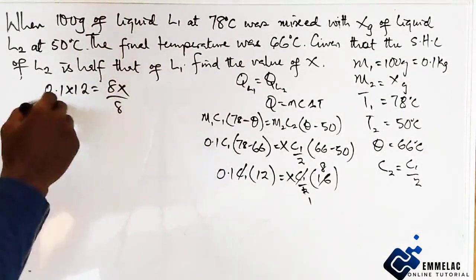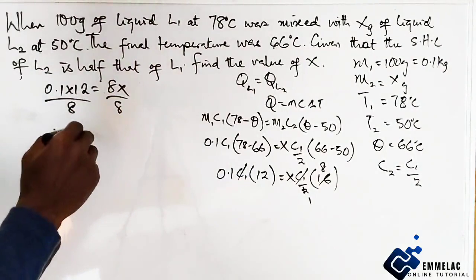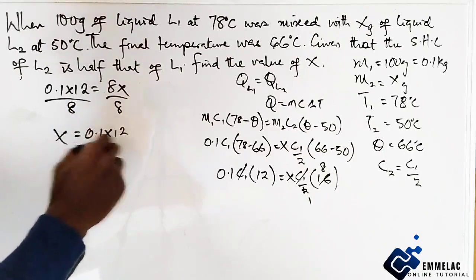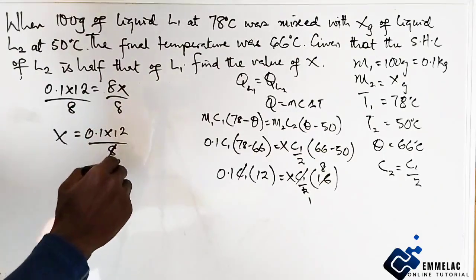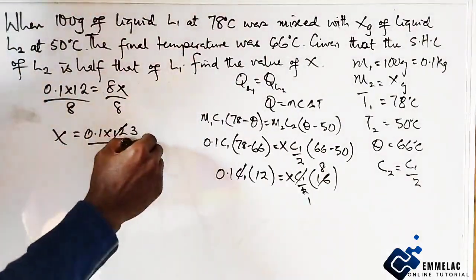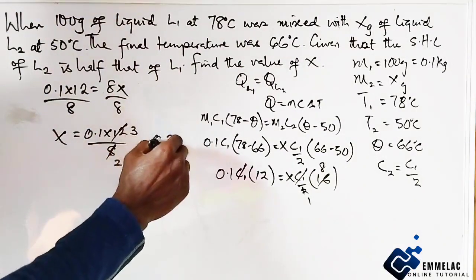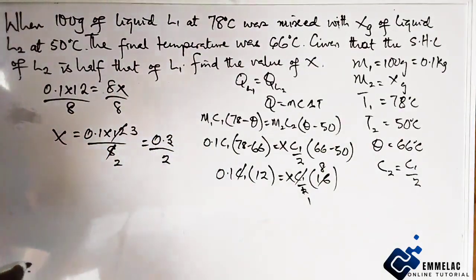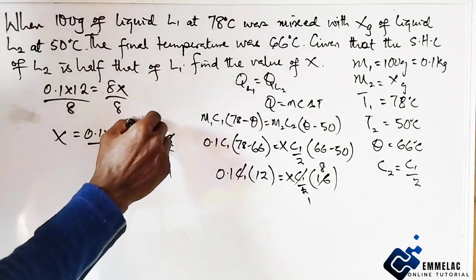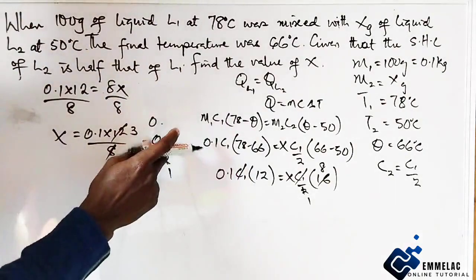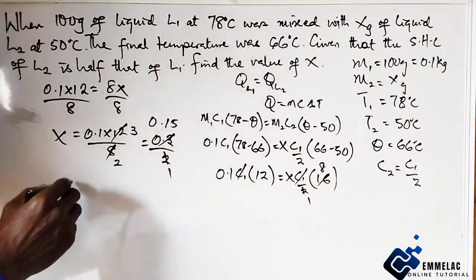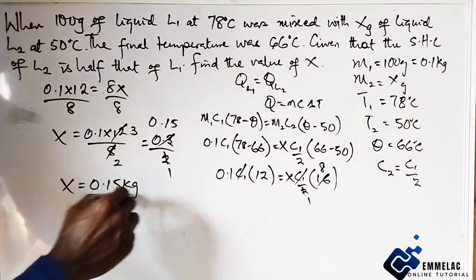So dividing both sides by 8, our X here will now be 0.1 times 12 over 8. 2, 4 here, 2, 4 here, 3. So this gives us 0.3 over 2. All right, to simplify, we can now say this is 0.15. So X here will now be 0.15 kilogram.